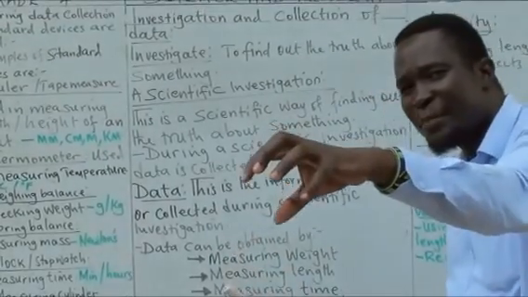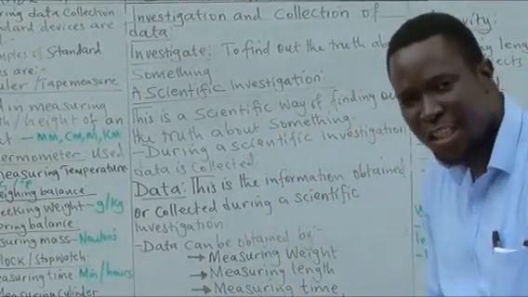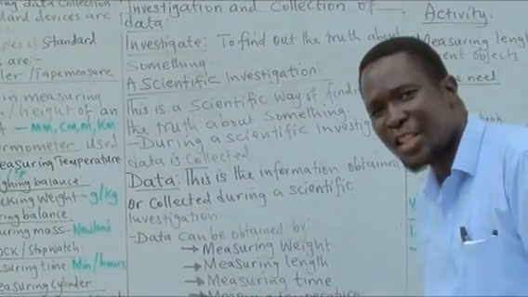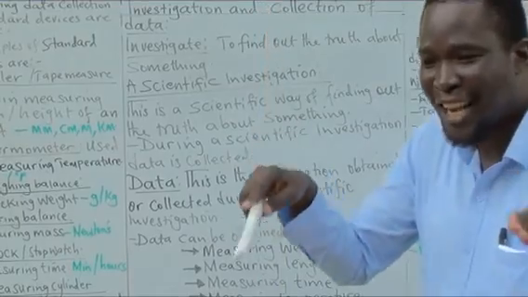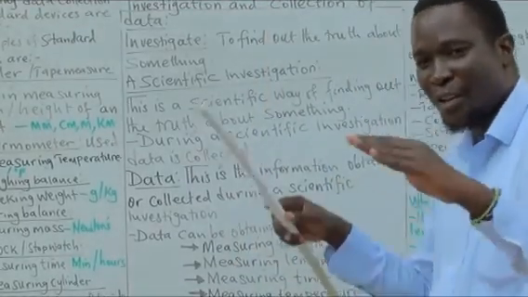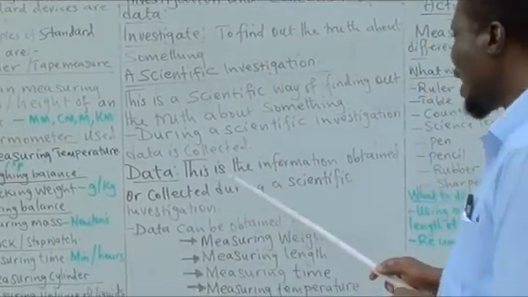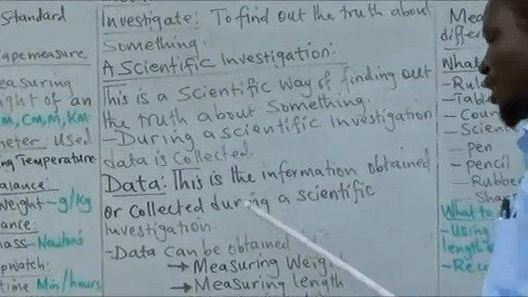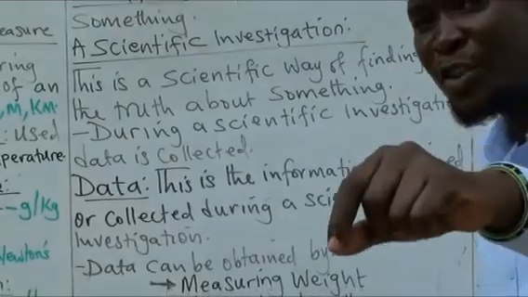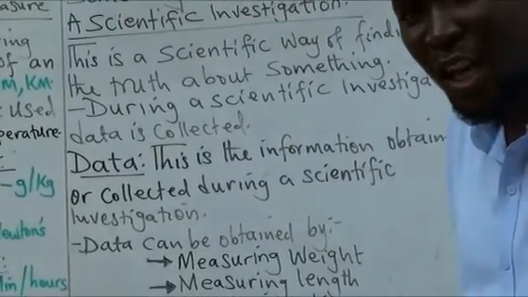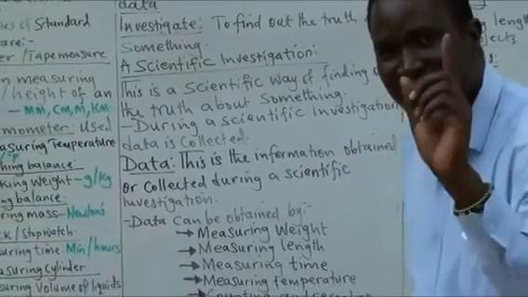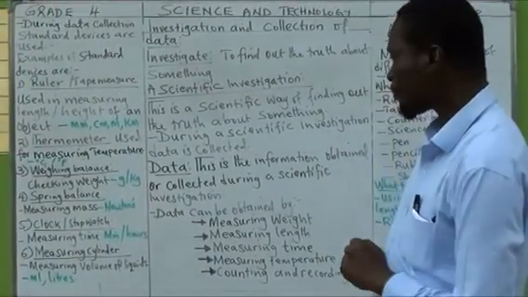By taking the temperature and noting it down, you are collecting data. You are doing an investigation and you are collecting data. Investigation by collection of data. Data is the information obtained or collected during the scientific investigation. The names of those people and their temperature in degrees Celsius that you have noted down in your chart, that makes data.